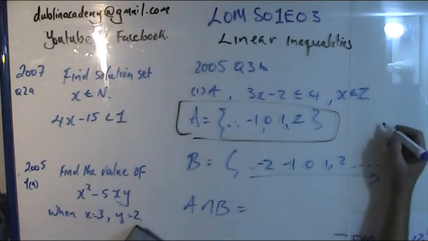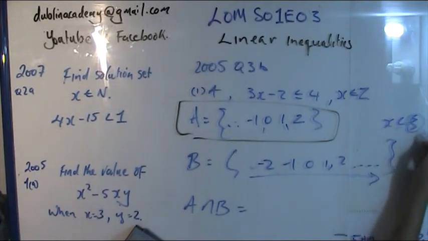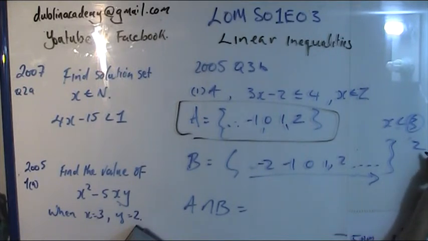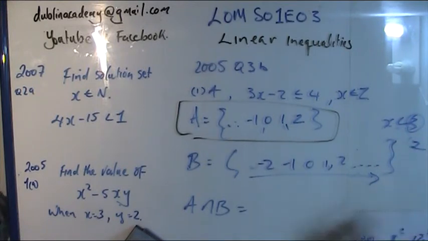Now I hope you get that. The last one, where x was less than 3, so you can't include 3. And the next whole number is 2, okay? Well, it was -3 in that case, so it would be -2. I hope you get that. Now A intersection B means what's in A and what's in B, okay?